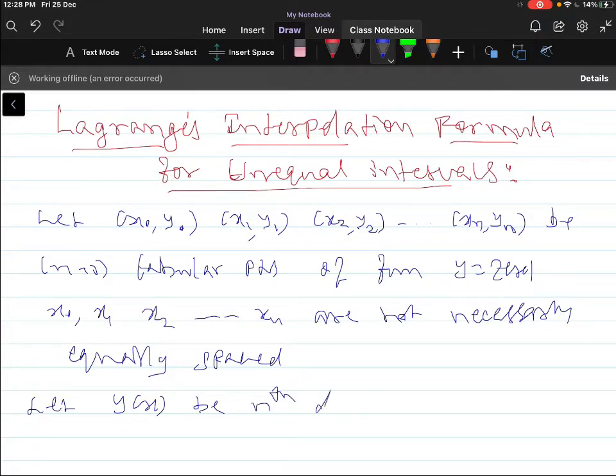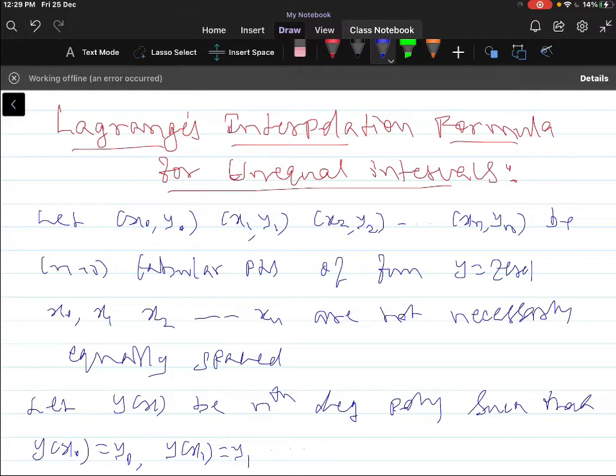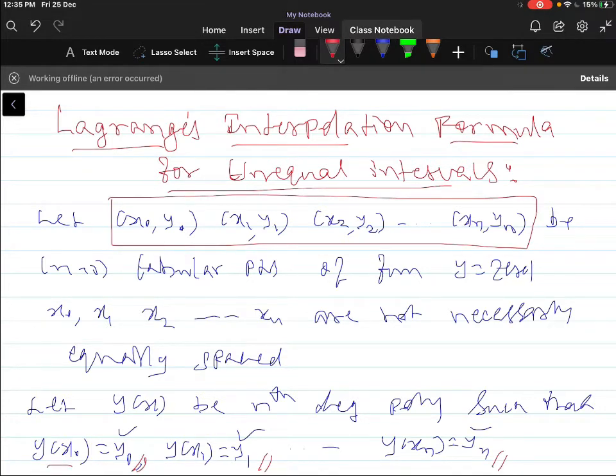So let y of x be the nth degree polynomial such that y of x0 is equal to y0, y of x1 is equal to y1 and so on, y of xn is equal to yn. Here y0, y1 and so on yn are the points of y from the given data points, and y of x0, y of x1 and so on y of xn are obtained from the interpolating polynomial y of x.